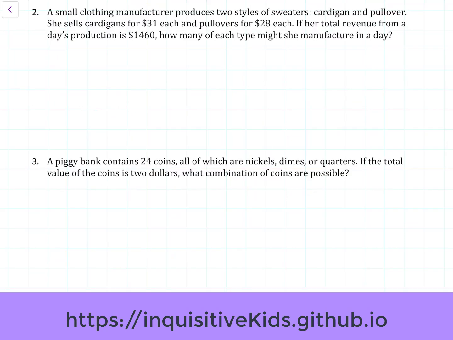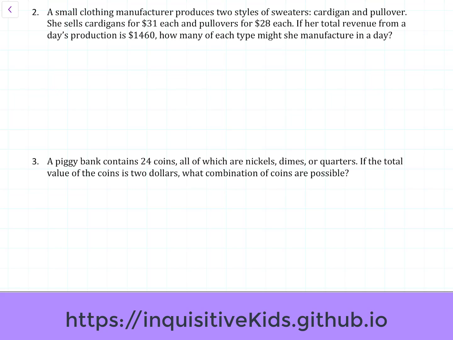Using the information we just learned, let's take a look at the word problems. A small clothing manufacturer produces 2 styles of sweaters, cardigan and pullover. She sells cardigans for $31 each and pullovers for $28 each. If her total revenue from a day's production is $1,460, how many of each type might she manufacture in a day? So when we see the word "might" right here, it's just saying give one possible solution.